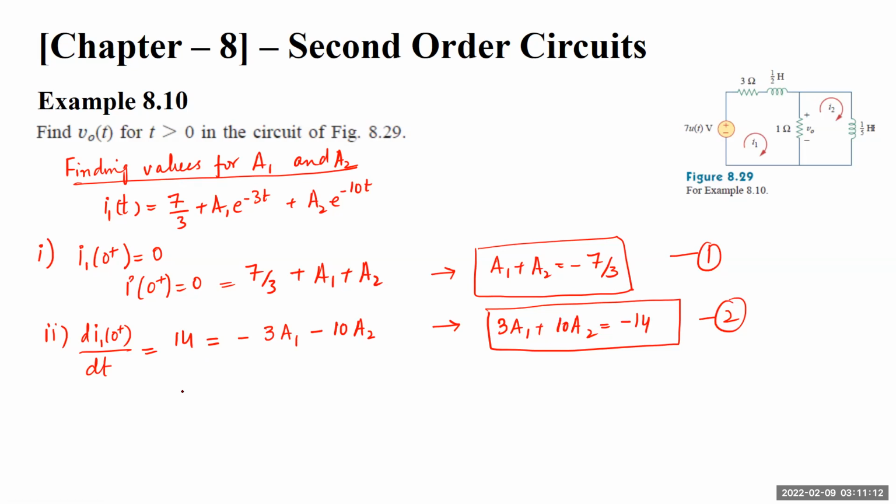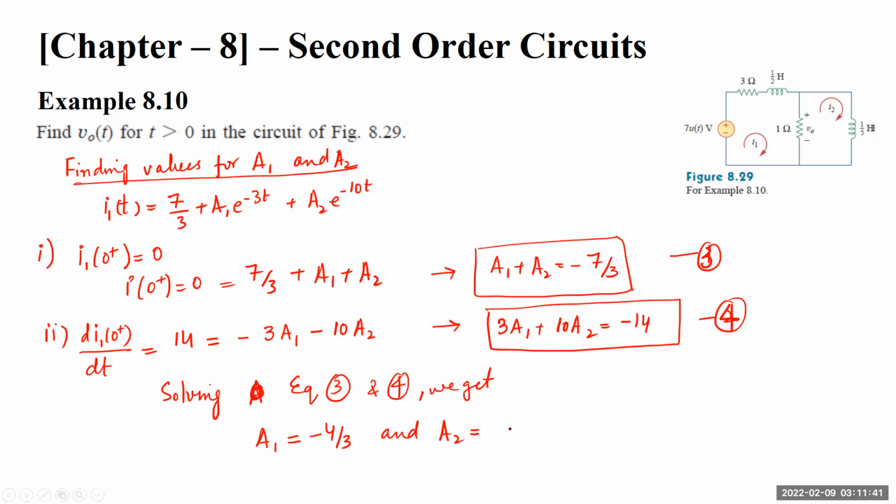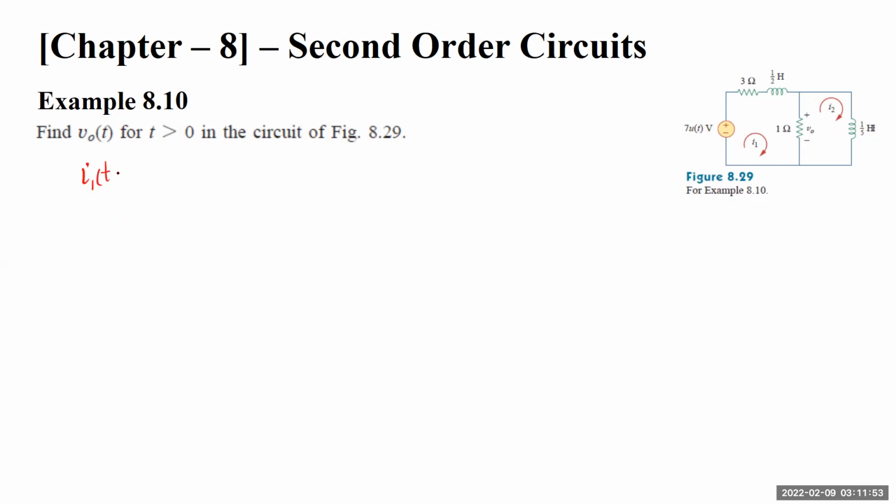So solving equations 3 and 4 simultaneously, we get A1 equals minus 4/3 and A2 equals minus 1, sorry, A2 equals minus 1/3... So we get I1 of t equals 7/3 minus 4/3 e raised to power minus 3t minus e raised to power minus 10t. So this is the value of I1 of t.